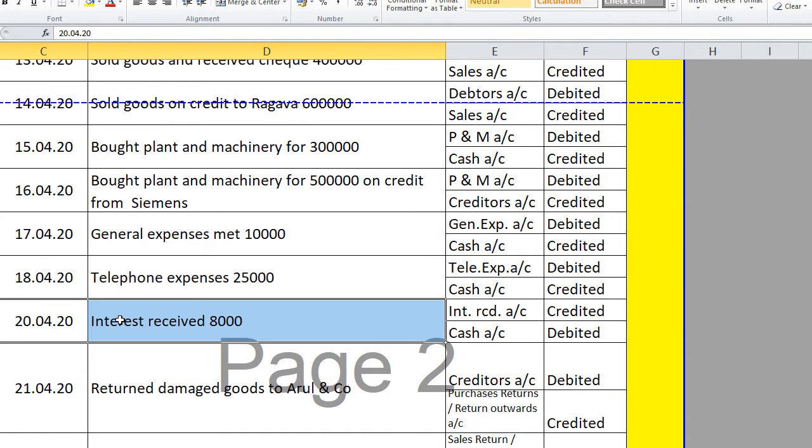20, interest received. So interest received: in both ways, interest can be given as well as we can receive. So here it is a gain for us, interest. So interest is to be credited when we receive cash. Debit what comes in, or interest in the asset is to be debited. That's the rule. So cash account is to be debited and interest received is to be credited. Let us go.